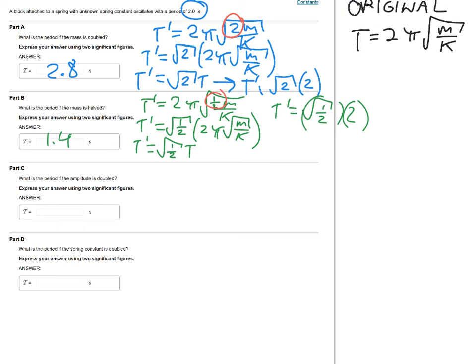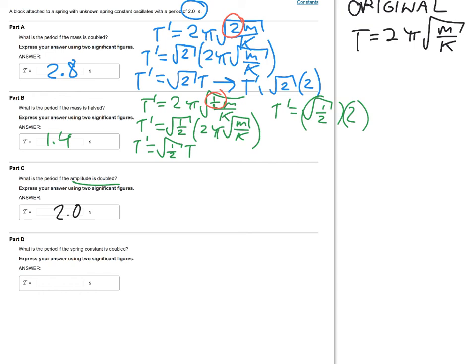Moving on to part C, what happens if the amplitude is doubled? We look at this relationship here, T equals 2 pi times the square root of m over k, and we see that there is no change there for the amplitude. There's no way that that amplitude can affect the period, and we know that conceptually as well. So what is the period if the amplitude is doubled? It's still 2.0 seconds.